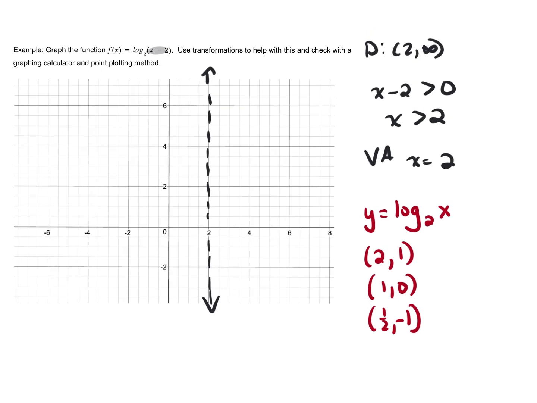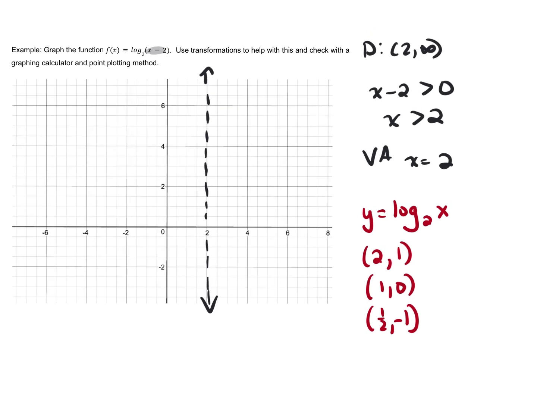Now looking at my function, the only transformation I see is inside, I see subtracted 2. So inside subtracted 2 means I'm going to shift it to the right by 2 units. So all I'm going to do to find my new points is add 2 to all the x's. The y's just stay the same.